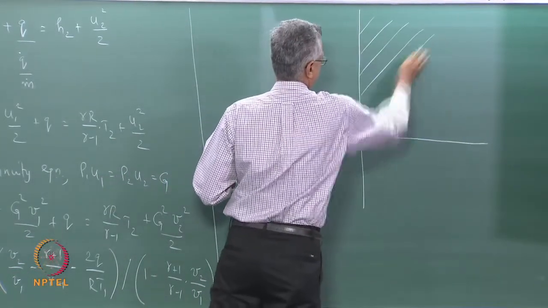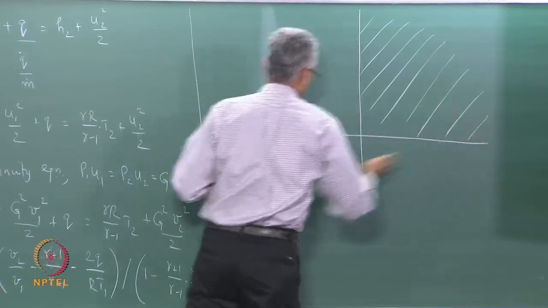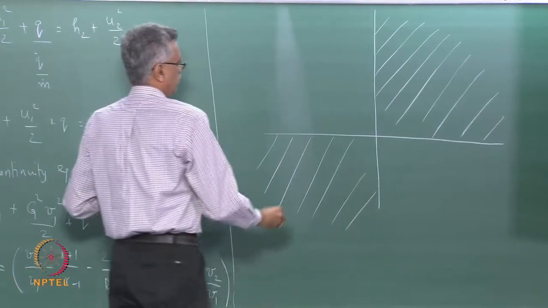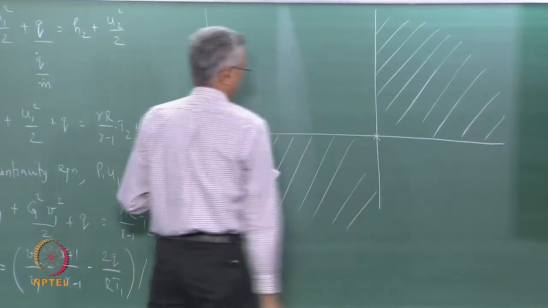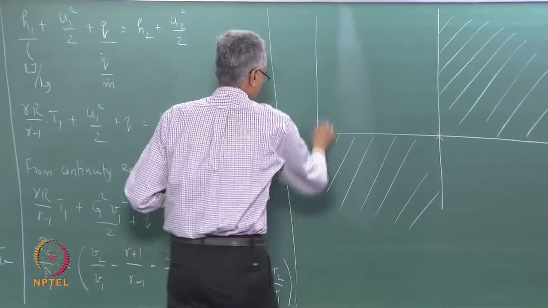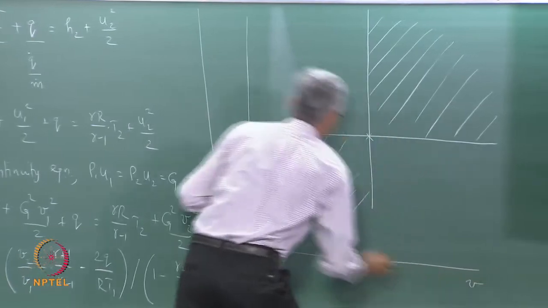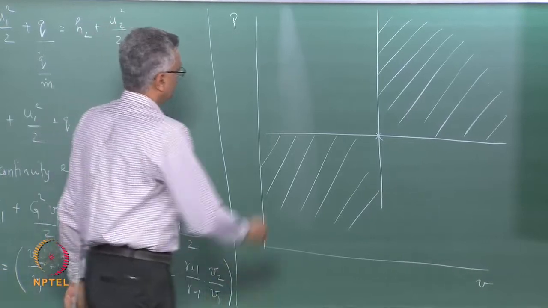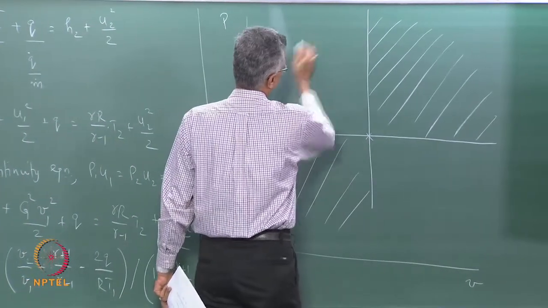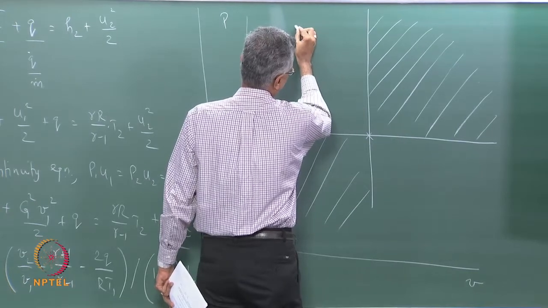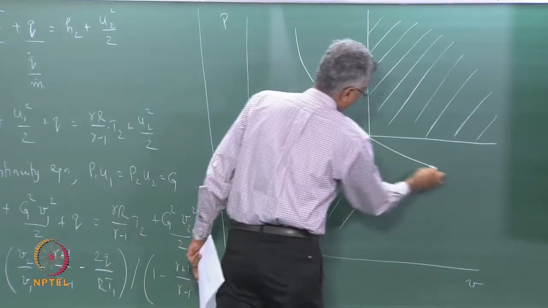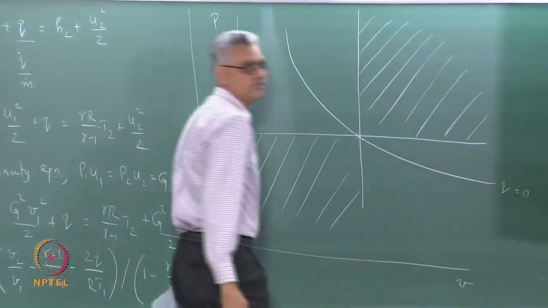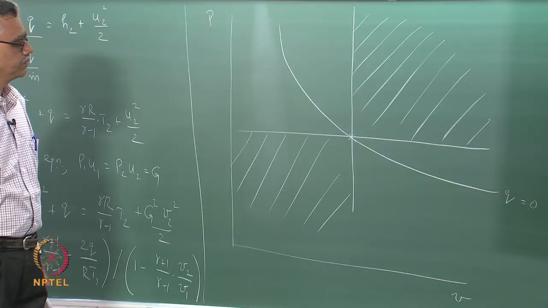So, once again, states here are not allowed, we know that much. So, let us hatch these regions. So, this is the PV coordinate space. The H curve which passes through 1, corresponding to Q equal to 0, will look like this. So, this is the H curve corresponding to Q equal to 0, right, that we had earlier.